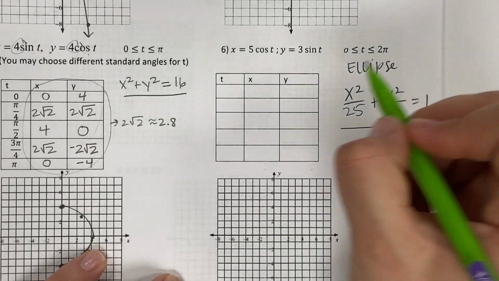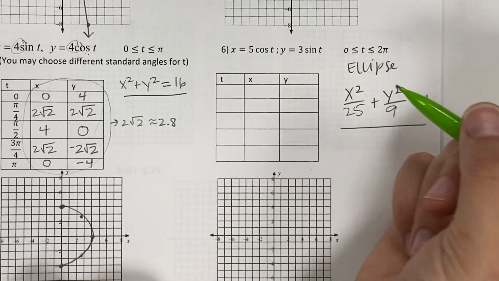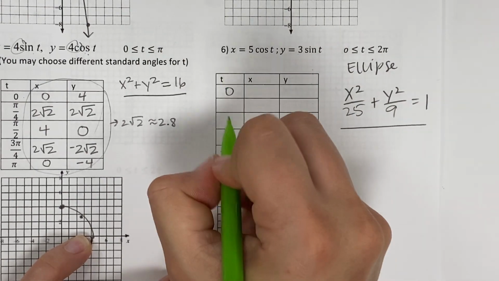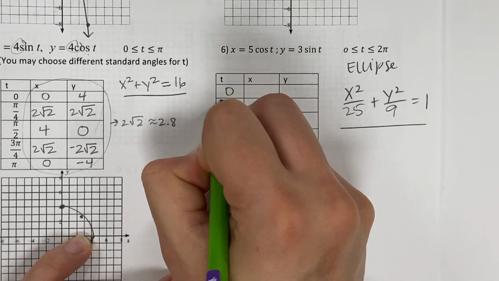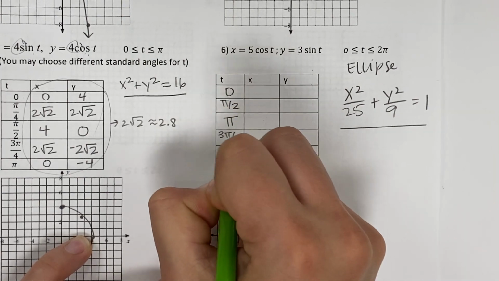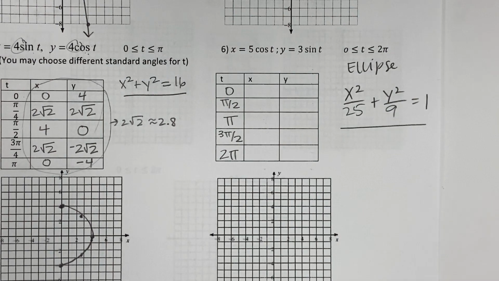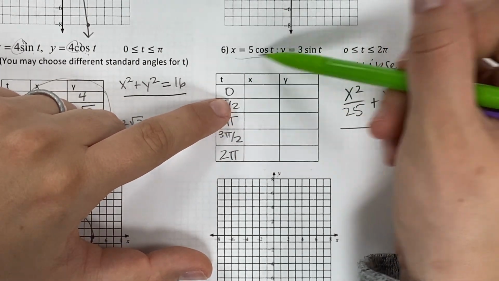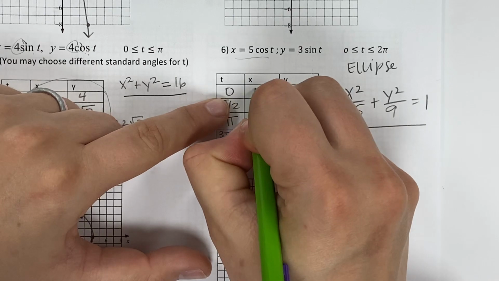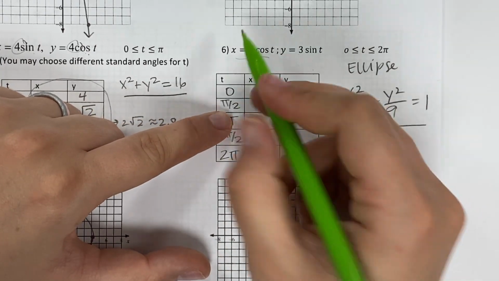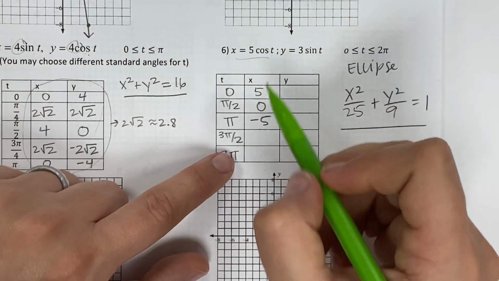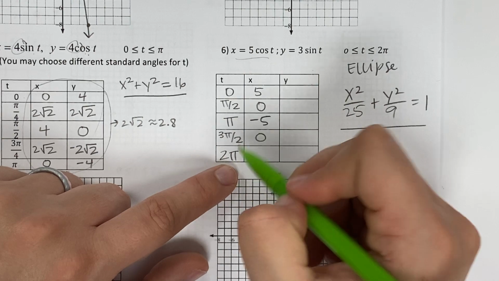Fun. So let's plug in some radians. 0 to 2 pi. Halfway we'll use pi. And let's do pi over 2 and 3 pi over 2. So this should be easy because I'm not going to have any root 2 over 2's this time. So let's start plugging in our t values into the x equation. Cosine of 0 is 1 times 5. Cosine of pi over 2 is 0. Cosine of pi is negative 1 times 5. 3 pi over 2 is 0. And then 2 pi is the same as 0.